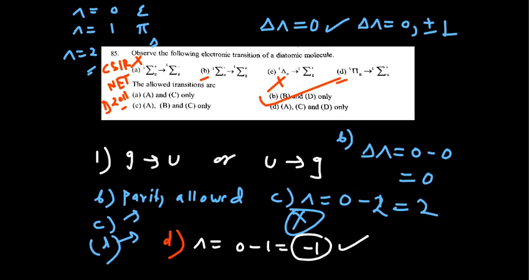So this is how we determine the allowed and the forbidden transitions. Now moving to the next problem. This problem asks for the set of allowed electronic transitions among the following. I have taken this question from CSIR NET June 2012. So how can we determine whether the transitions are allowed or not? Let us check how we can do that.